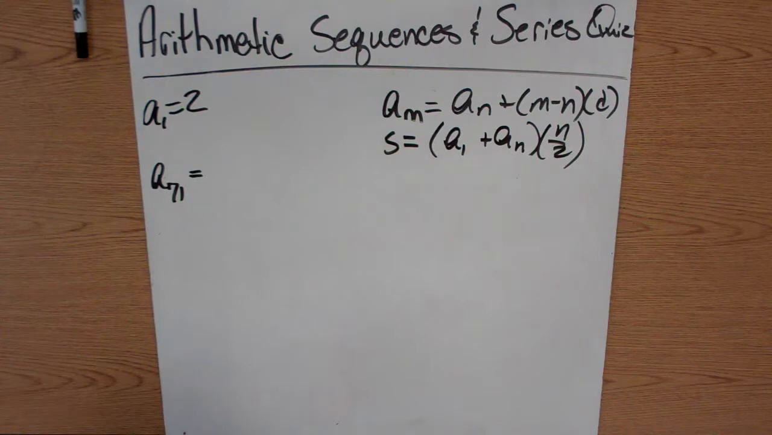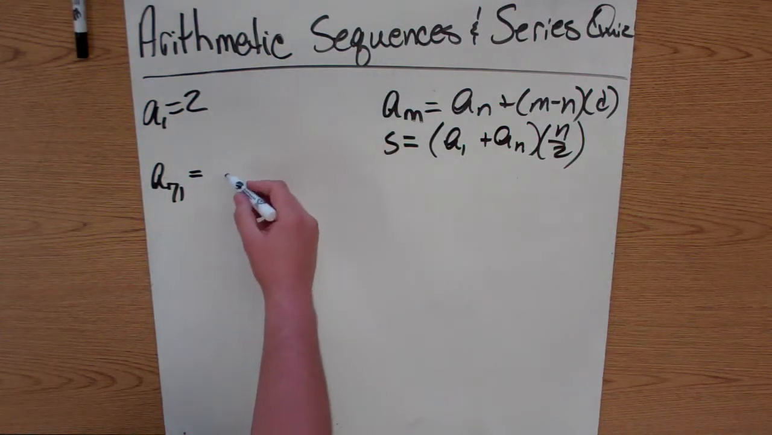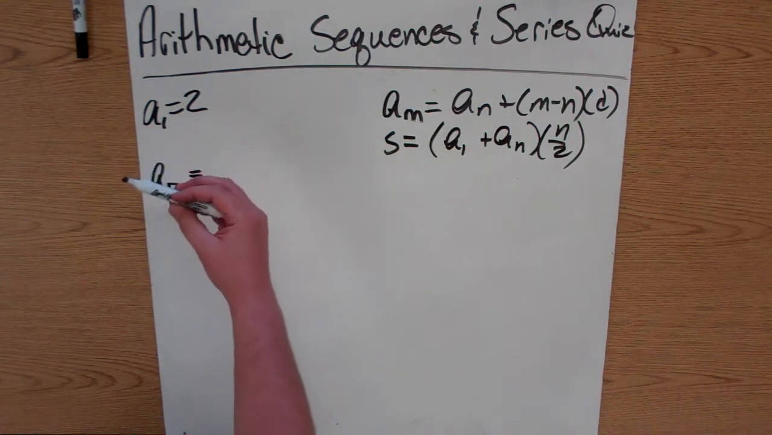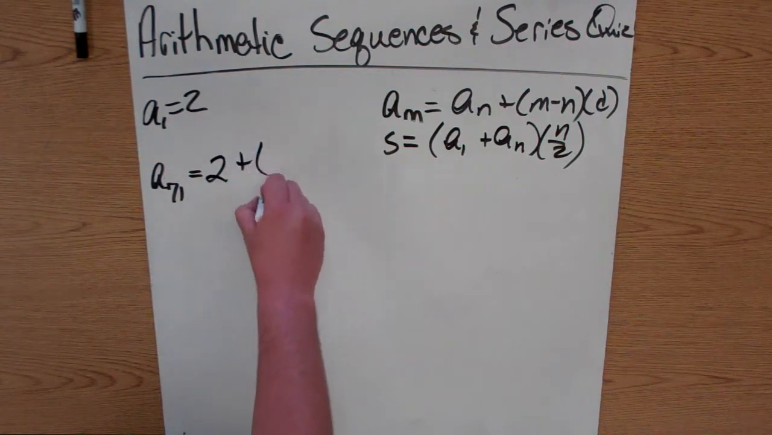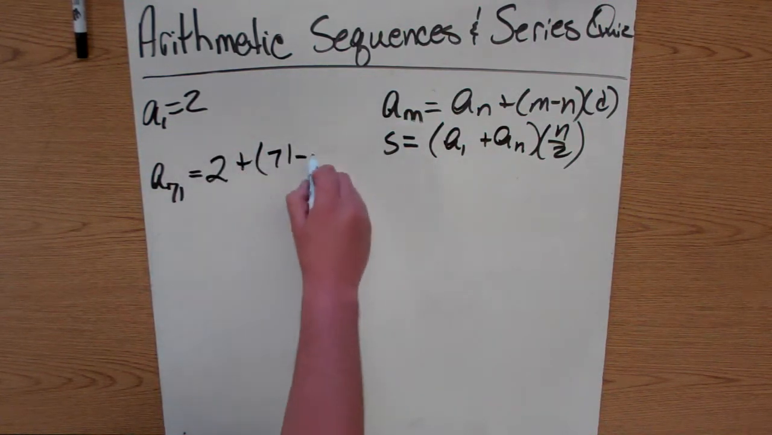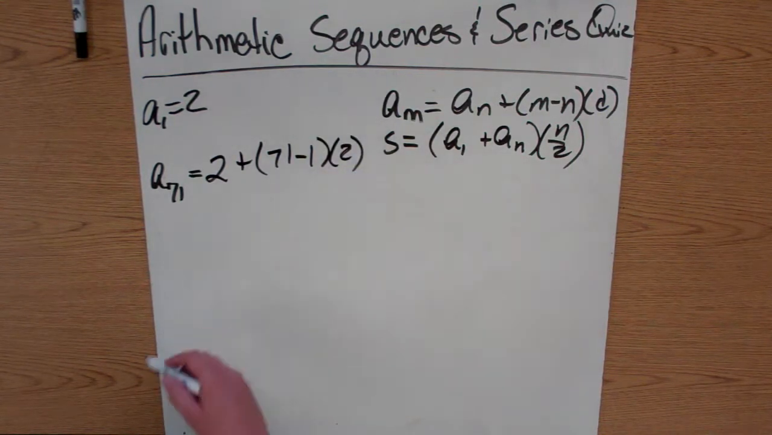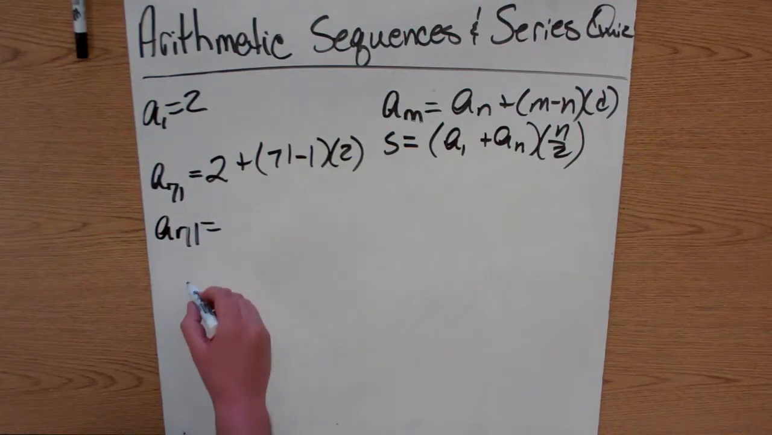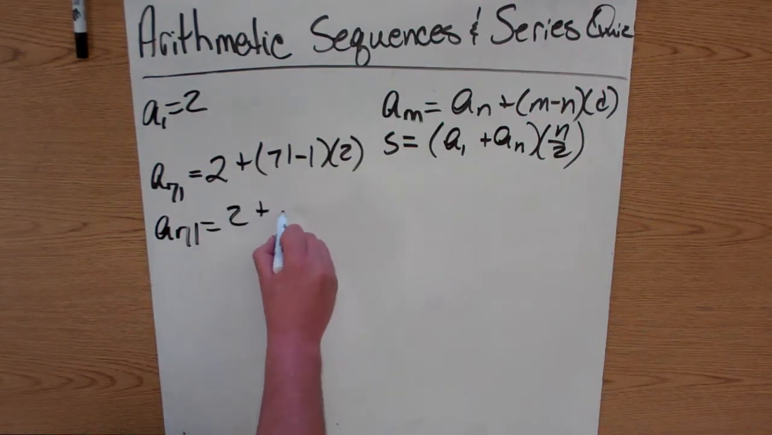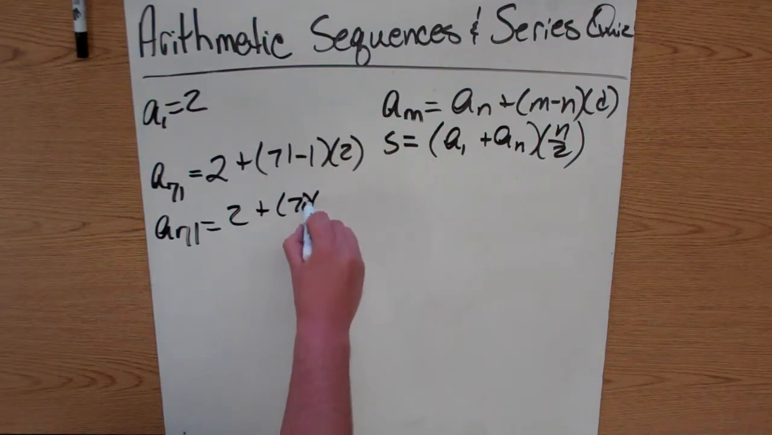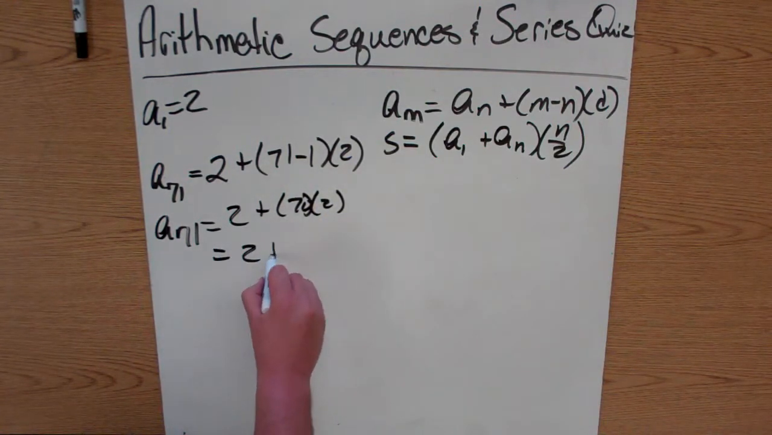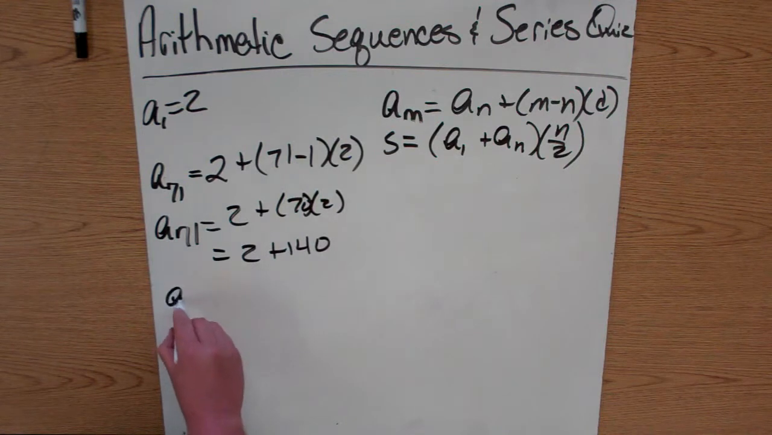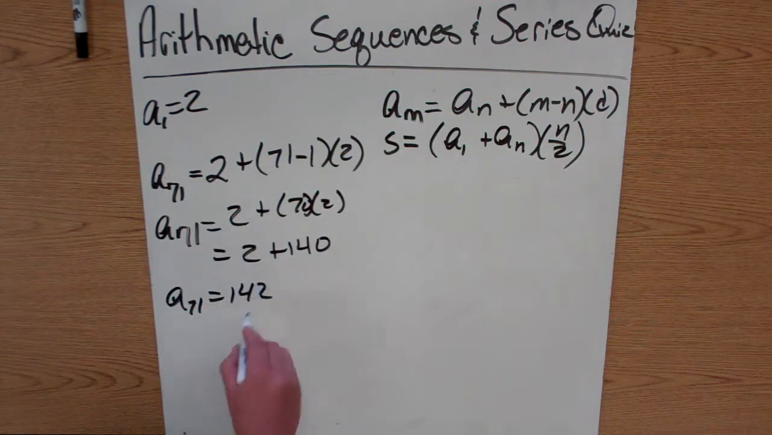All right, so a sub 71 equals a sub n, which is, we're going to use a sub 1 because we know it, which is 2, plus, we're looking for 71 minus our first term. And we know our difference is 2 because you can take any two even numbers, like 4 is our second one. 4 minus 2 is 2, so we know our difference is 2. All right, so a sub 71 equals 2 plus 70, times 2, which is 2 plus 140. So a sub 71 is 142.